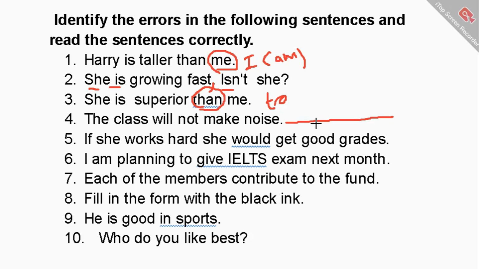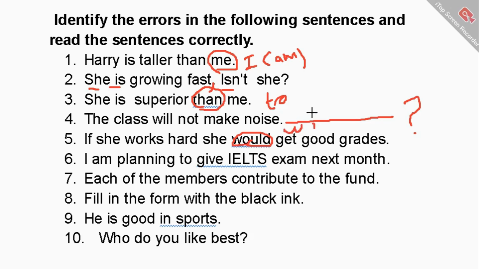Next one, if she works hard, she would get good grades. Now here we are talking about a possibility. Here we are not uncertain. So if she works hard, definitely she'll get good marks. So instead of would, we should use will. She will get good marks. So it's a first conditional, meaning if somebody does something, then the result for sure will be something.